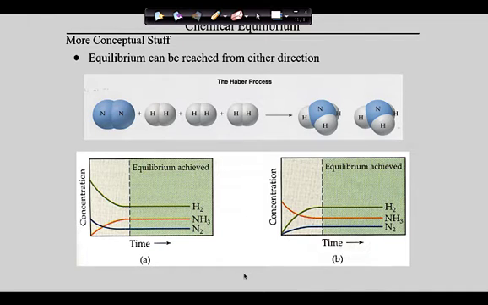Does it matter where we start? Does it matter if we start with a bunch of nitrogen and hydrogen or a bunch of ammonia? It does not. Guys, we talked about this. You understand, we saw this slide before. We saw this on Friday. Okay, maybe you don't remember. So guys, is it coming back to you, the significance of what we're looking at?